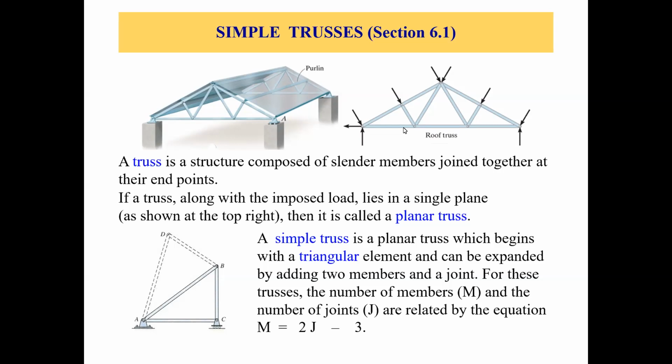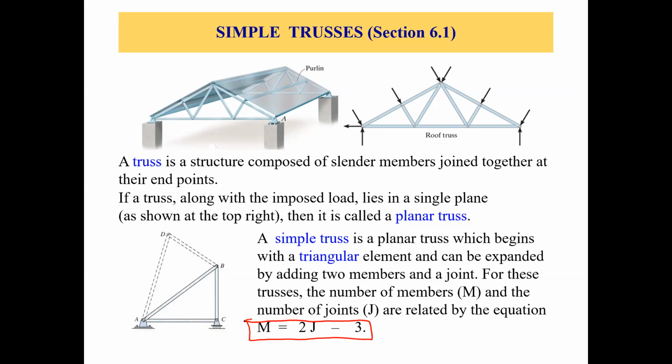Okay, so that was the definition of simple truss and planar truss, and how we make a simple truss. Now let's talk about the relation between the number of members and number of joints. Let's say that the number of members is capital M and the number of joints is capital J. This equation, M equals 2J minus 3, gives you the number of members for any simple truss.